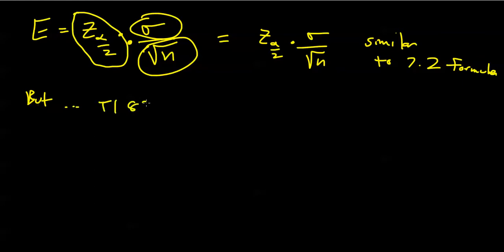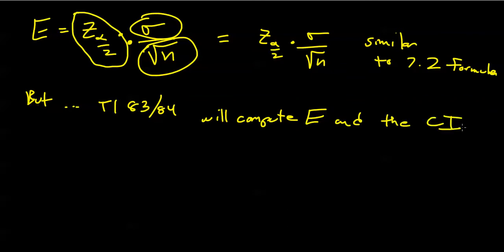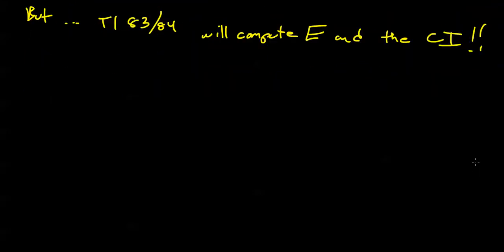But the TI 83 or 84, of course, will compute E for us internally and the confidence interval, which of course is our ultimate goal. Alright, let me show you how to compute the confidence intervals with the calculator, and let's take a little bird's eye view of this new operator.